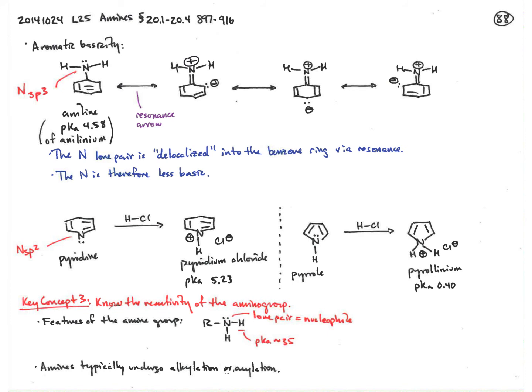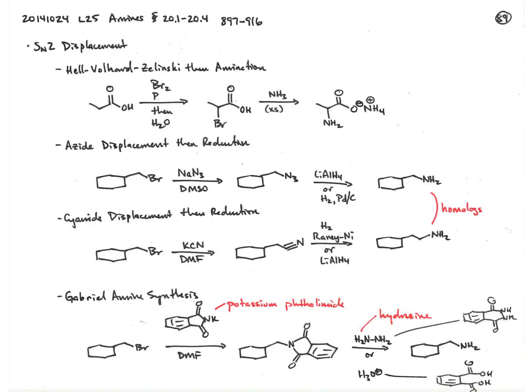And again, a base, its action is to abstract a proton. A nucleophile, its action is to form a bond to something other than hydrogen. So amines typically undergo alkylation or acylation. So let's look at some reactions here of amines. So these are SN2 reactions, the Hell-Volhard-Zelinsky reaction, and then amination.